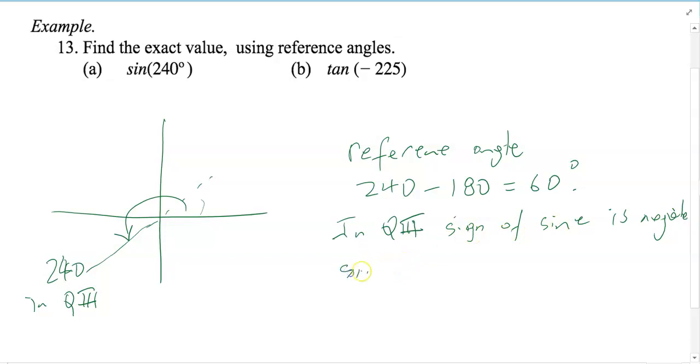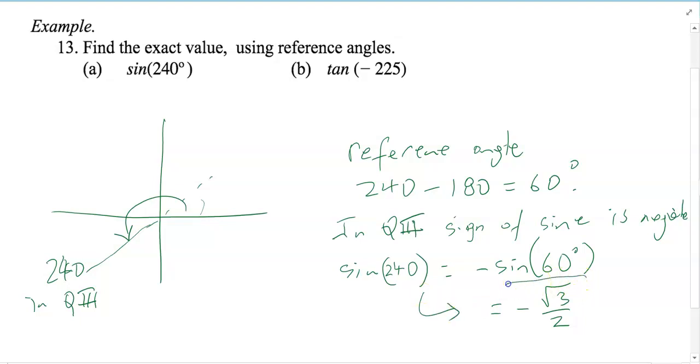So the sine of 240 then would be negative sine of 60, right? And then we can go to find the sine of 60 degrees. Sine of 60 degrees is radical 3 over 2. So that means the sine of 240 will be negative radical 3 over 2.